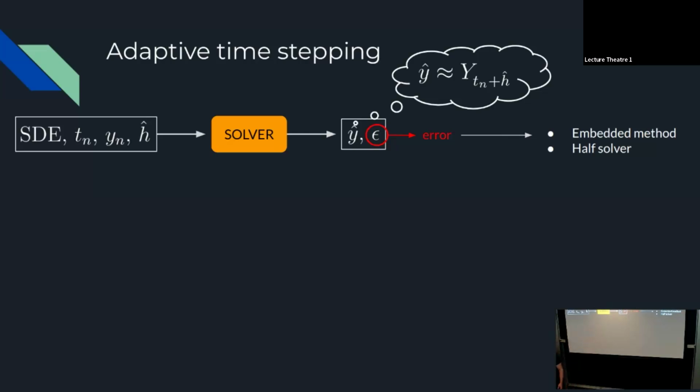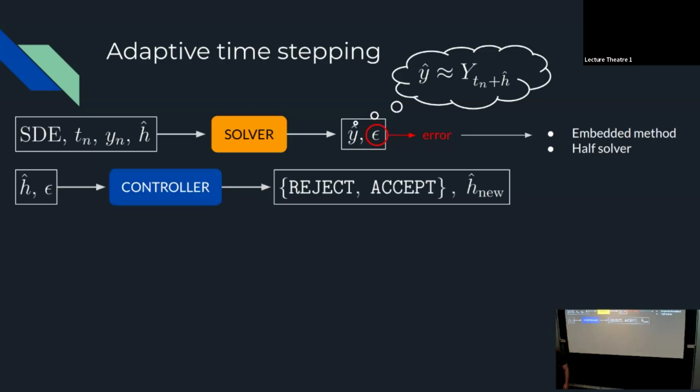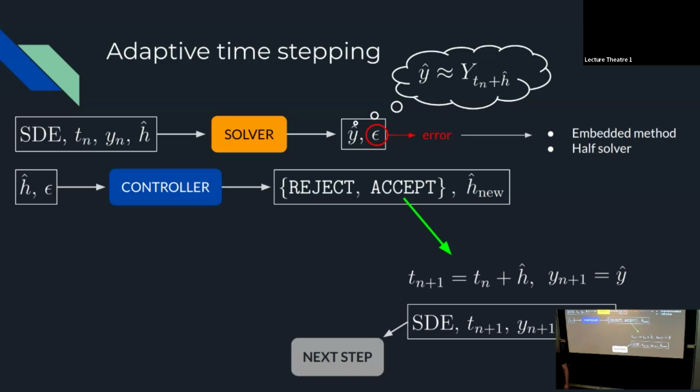And based on that, you estimate how bad your y hat is. And then normally with constant time stepping, you just proceed with this, increment the Tn, set Ym plus 1 to be y hat, and go on. But with adaptive, you feed this h hat and this epsilon into a controller, which then decides whether to reject or accept this step and proposes a new step size. And if it's accepted, then as with constant time stepping, you just increment your things and you go to the next step.